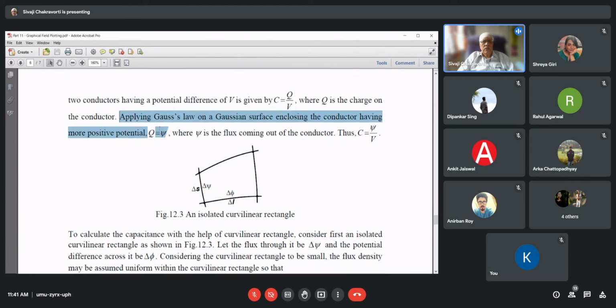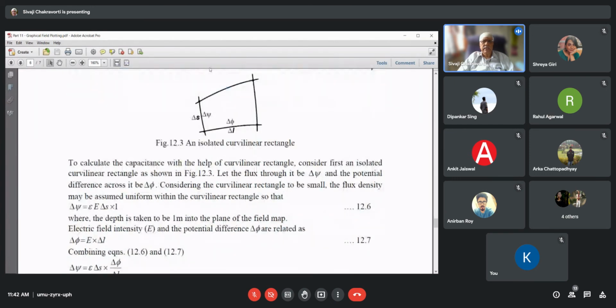Now, applying Gauss's law on a Gaussian surface enclosing the conductor having more positive potential, Q will naturally be equal to psi, where psi is the flux coming out of the conductor, because there is a 1:1 relationship between charge and flux. So we can say that capacitance can be calculated by flux divided by the potential difference. Now, if I take an isolated curvilinear triangle, on the equipotential the flux is del psi, the distance is del s. Along the field line, the potential difference is del phi, the distance is del l.